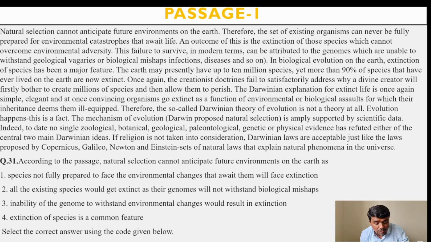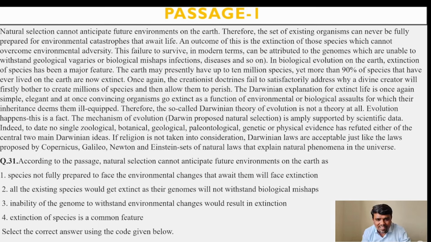Indeed, to date, no single geological, paleontological, genetic, or physical evidence has refuted either of the central two main Darwinian ideas, theory of extinction and natural selection. If religion is not taken into consideration, Darwinian laws are acceptable just like the laws proposed by Copernicus, Galileo, Newton, and Einstein, sets of natural laws that explain natural phenomena in the universe.